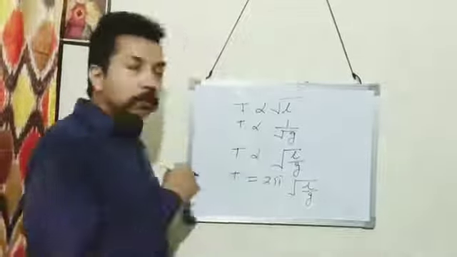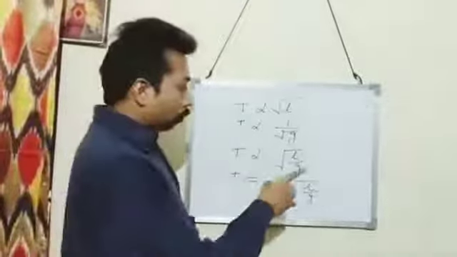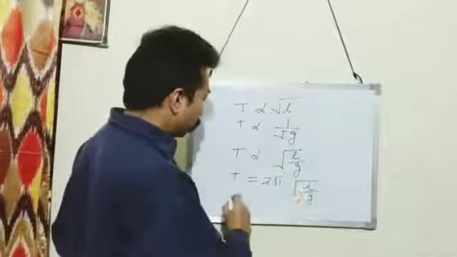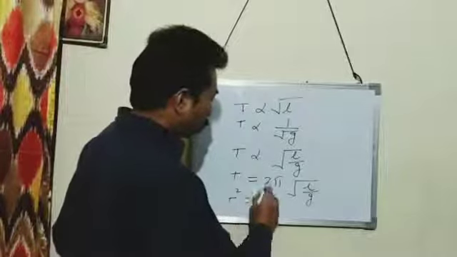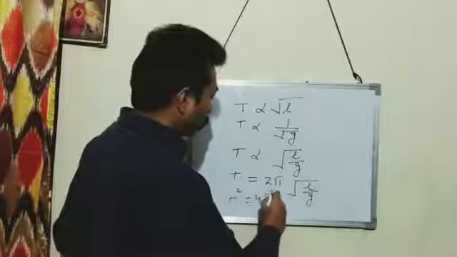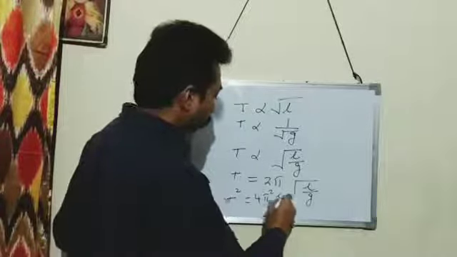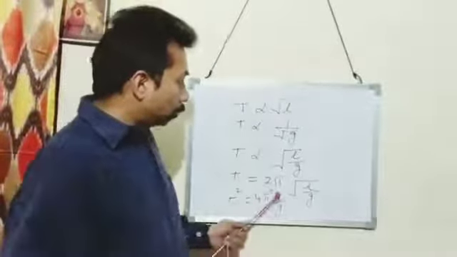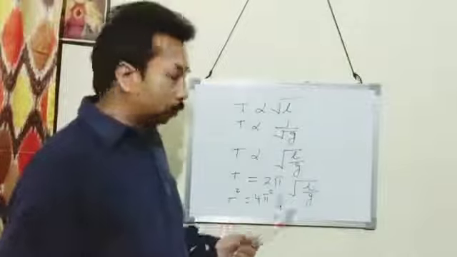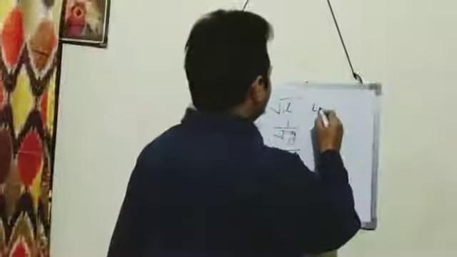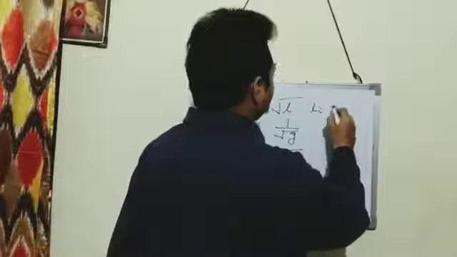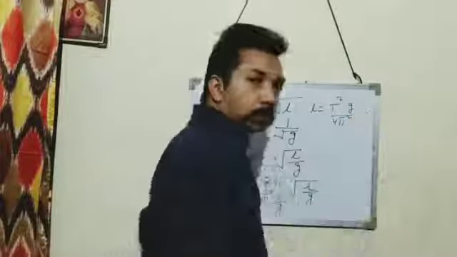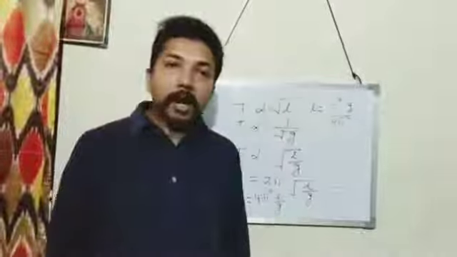If we have to remove this square root sign, we square both sides. Then we get T squared is equal to 4 pi squared into L by g. From this formula we can also make L the subject. Then L is equal to T squared g upon 4 pi squared. Okay, this is the formula.